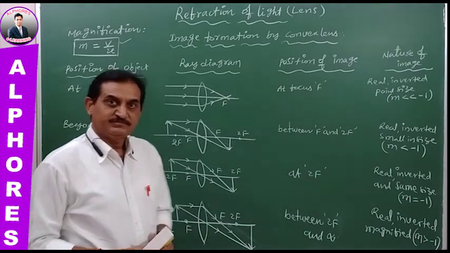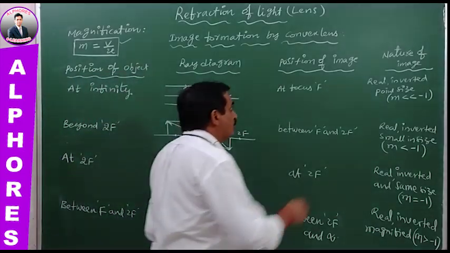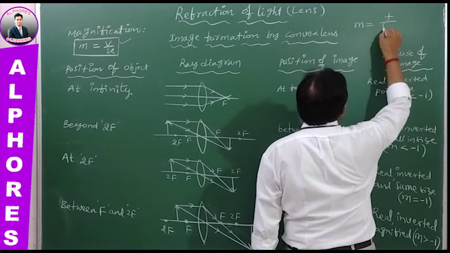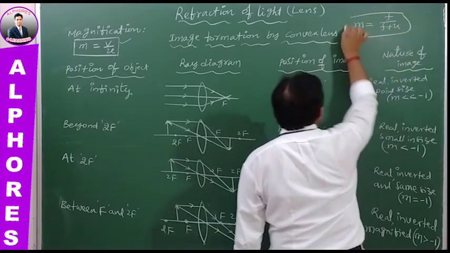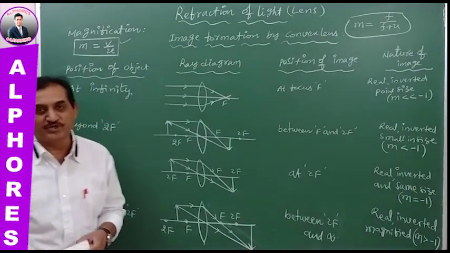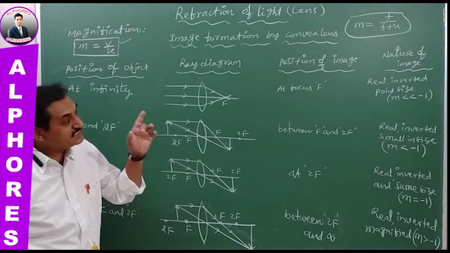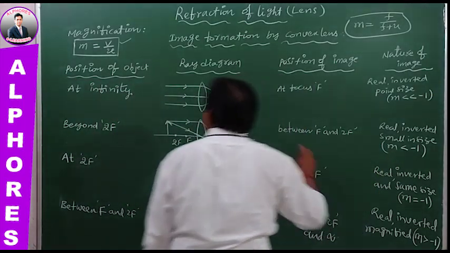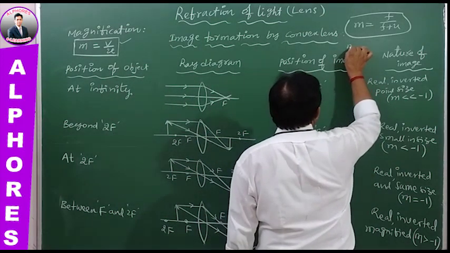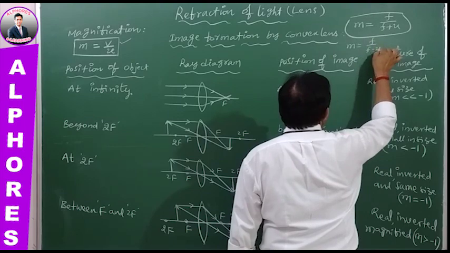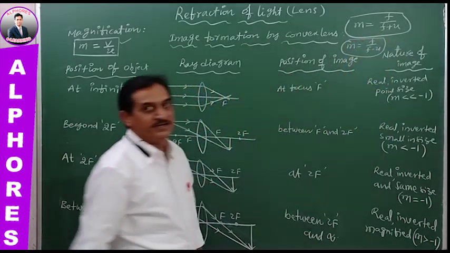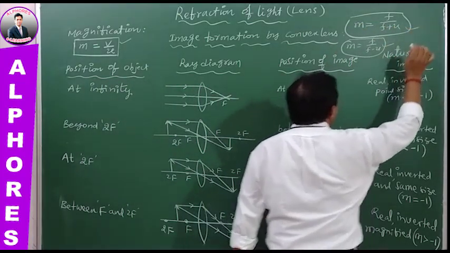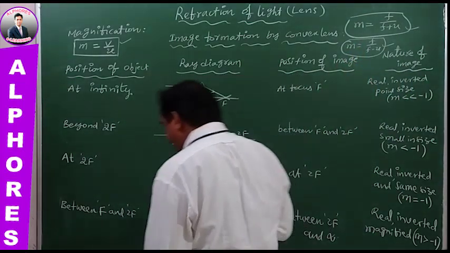Already we derived the relation between the magnification and focal length of the lens: magnification equals f by f plus u. This is the magnification formula in terms of the focal length of a lens. Whereas the same kind of formula we discussed earlier in case of spherical mirrors, what makes the difference here? That is M is equal to f by f minus u. This is the magnification formula for spherical mirrors, and that is for lens. In both cases, of course, a small difference is there.